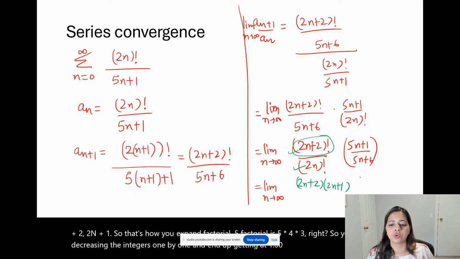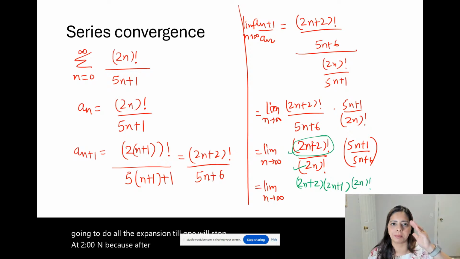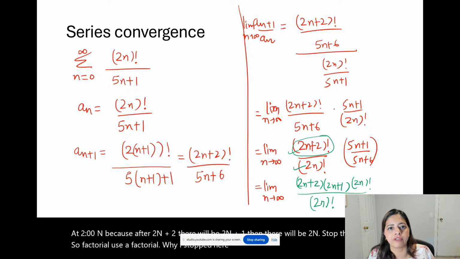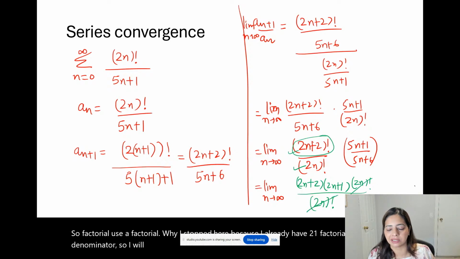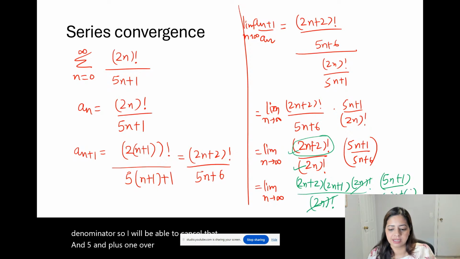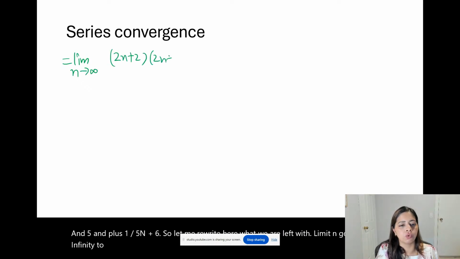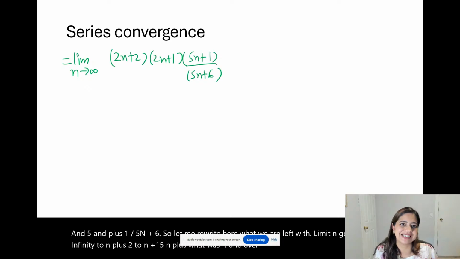and end up getting to 1. But here we are not going to do all the expansion till 1. We'll stop at 2n, because after 2n plus 2, there will be 2n plus 1, then there will be 2n. Stop there, so (2n)!. Why did I stop here? Because I already have (2n)! in the denominator, so I'll be able to cancel that. And (5n plus 1) over (5n plus 6). So let me rewrite what we are left with. Limit n goes to infinity, (2n plus 2)(2n plus 1)(5n plus 1) over (5n plus 6).